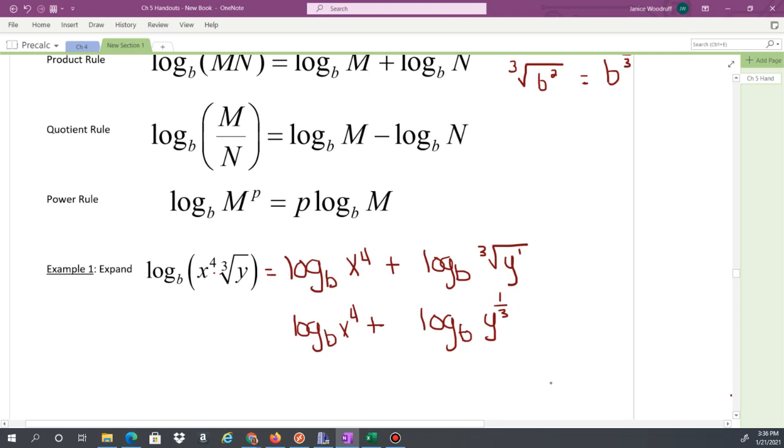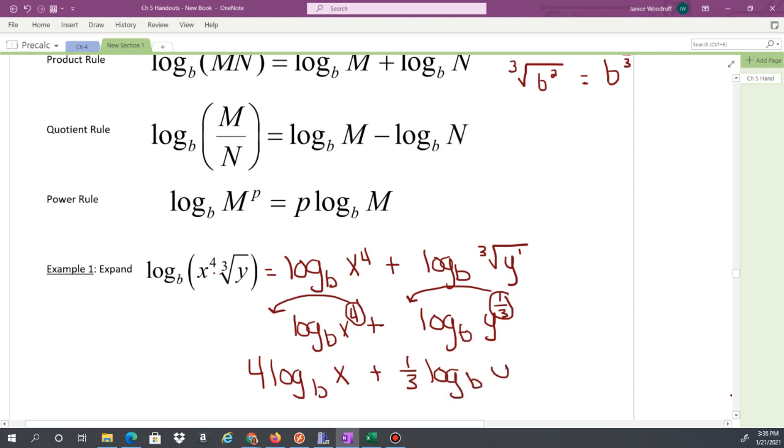Then I am going to apply the power rule. So I'm going to take these exponents and bring them to the front of my logarithms. So this is going to become 4 log b x, and then plus 1/3 log b y. And now I am fully expanded, since I cannot expand any further.